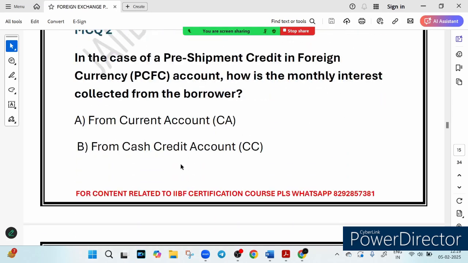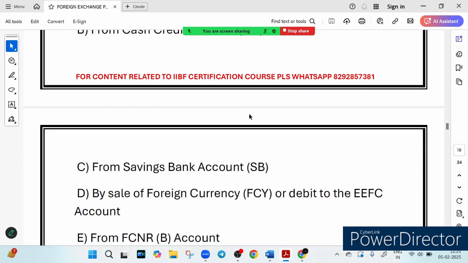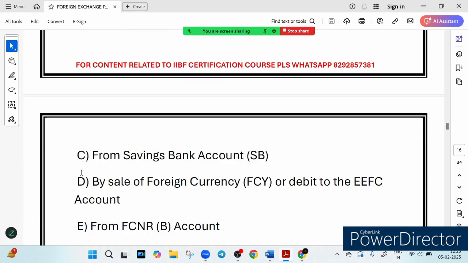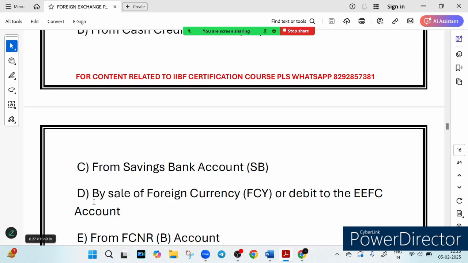Now let's see the next question. The question says, in case of PCFC, that is pre-shipment credit in foreign currency, how is the monthly interest collected from the borrower? Option A says from the current account, option B says from cash credit account, option C says from the savings bank account, option D says by the sale of foreign currency, option E says from the FCNRB account.